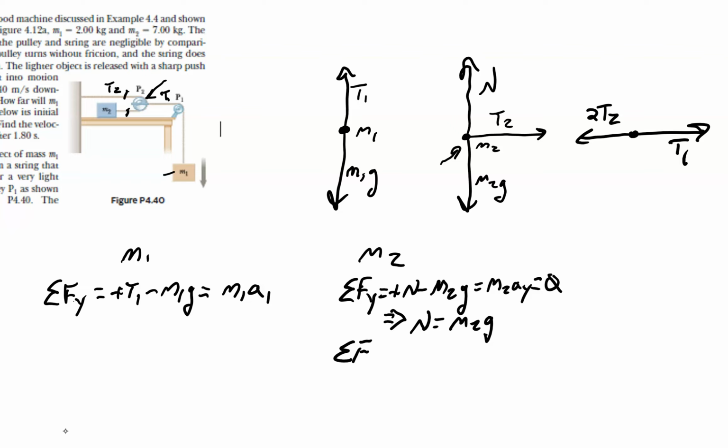Sum of the forces in the x direction, that's the more interesting one. There's only one thing pulling on it, and that's T2. And this is going to be equal to M2A2.